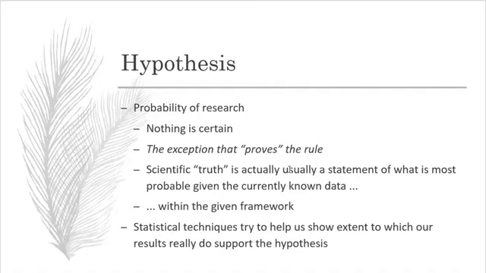Okay, and generally, especially from the field of chemistry, you know that exception that proves the rule, right? They know this theory, right? And then the scientific truth is usually a statement of what is the most probable given the current known data within the given framework, right? So basically, in the hypothesis, we present the idea that we have and the probable reason for the phenomenon or the problem to behave in that way, and then we try to prove that by using additional techniques. Okay.